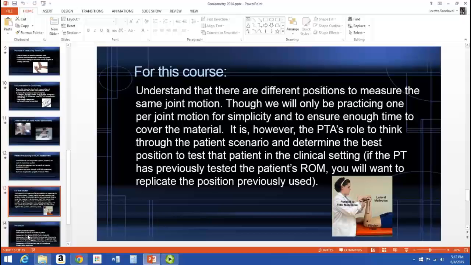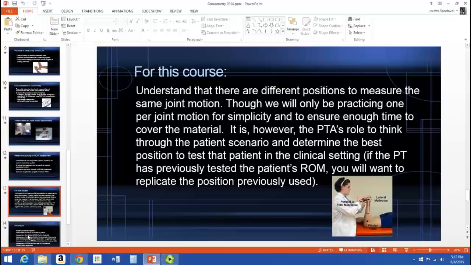If the PT has previously tested the patient's range of motion, you want to replicate the position previously used, because we're trying to have consistent, reliable, repeatable measurements. So in this picture that shows someone measuring ankle dorsiflexion in prone with the knee bent, if that was the way it was measured the first time, that's the way we want to remeasure it, because it's going to potentially change depending on the position that you put the person in.